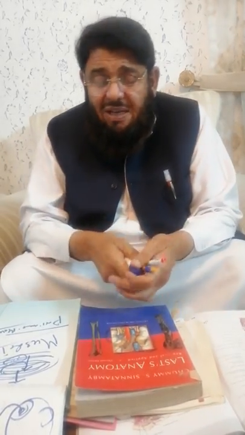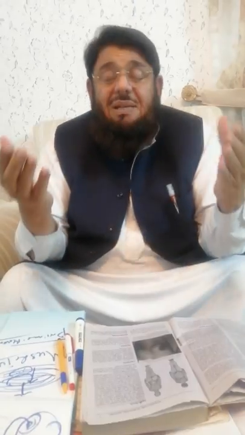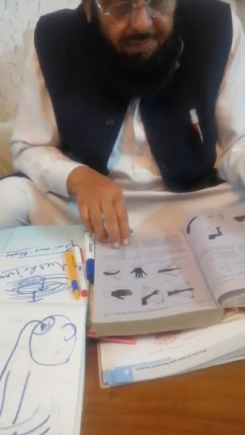And such type of contraction, in which the muscle shortens in length, that produces the proper movement. This is necessary for the muscle to produce any movement. It should contract and shorten in length. And this type of muscle is called prime mover.